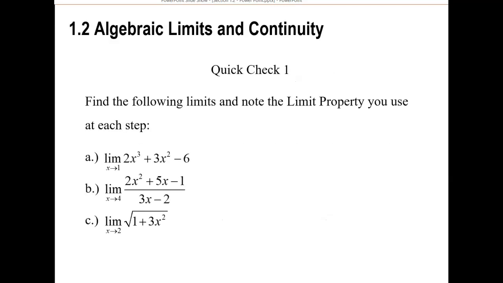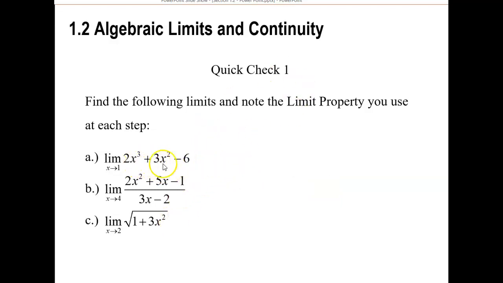All right, so here we're going to try a few more examples. Finding the limit as x approaches 1 of 2x cubed plus 3x squared minus 6. Limit as x approaches 4 of 2x squared plus 5x minus 1 over 3x minus 2. And the limit as x approaches 2 of the square root of 1 plus 3x squared. So all of these can be done utilizing our rational theorem and properties that we have talked about.